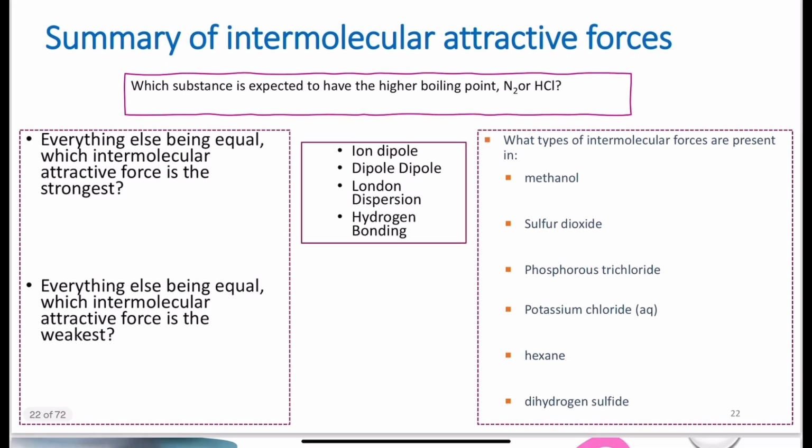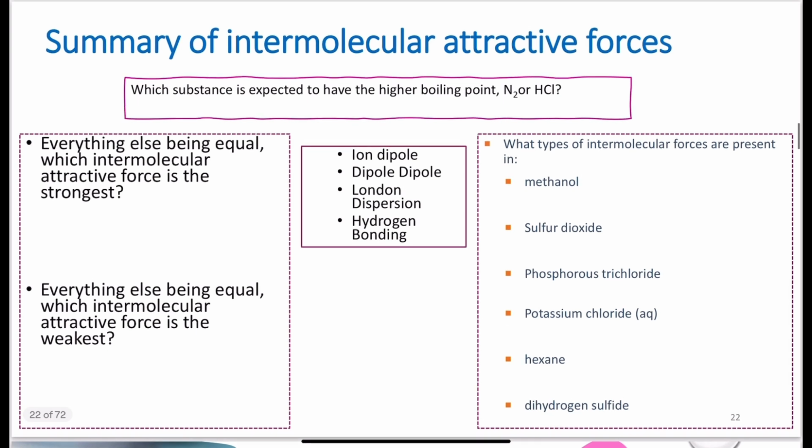So an overall summary of the intermolecular attractive forces. Again, the top question, I really just need to move because I keep forgetting it's there, but which one is higher? Boiling point N2 or HCl? HCl because it is polar, while N2 is nonpolar. The same thing would be said if it was melting. HCl would be higher melting point than N2.